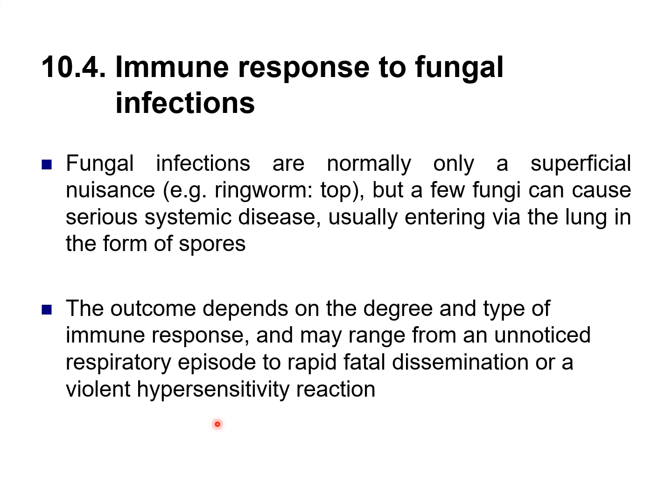The next organism would be the fungi. Most of the time, fungi can cause superficial infection, for example, ringworm. However, some of them can also enter our body through the lungs, for example, the spores of these fungi. The outcome would depend on the degree and type of immune response and may range from an unnoticed respiratory episode, like just simple coughing, to rapid fatal dissemination or even violent sensitivity reaction.